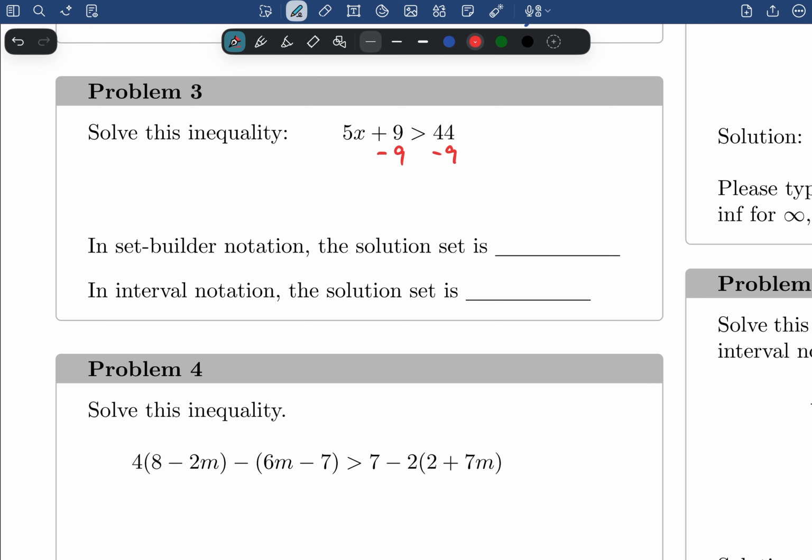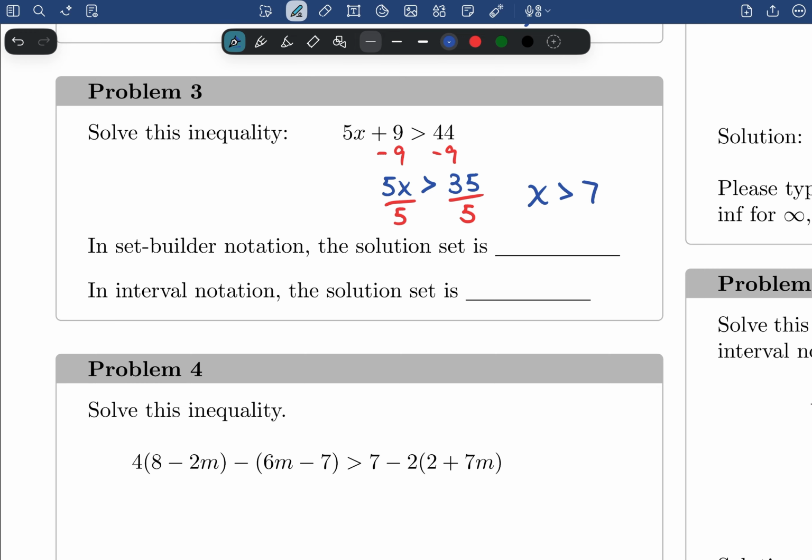And rewriting this inequality, I get 5x is greater than 44 minus 9, which is 35. Now I'm going to divide by 5. In this case, I'm not dividing by a negative number across the inequality, so I don't have to worry about flipping the inequality symbol. I get x is greater than 7.